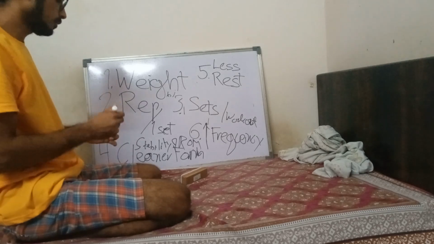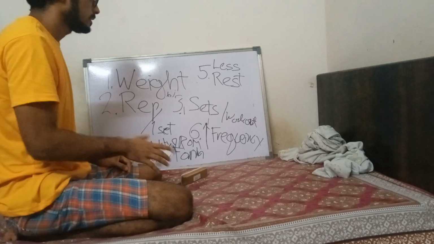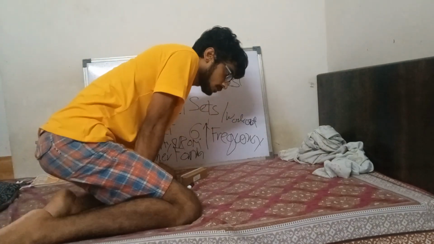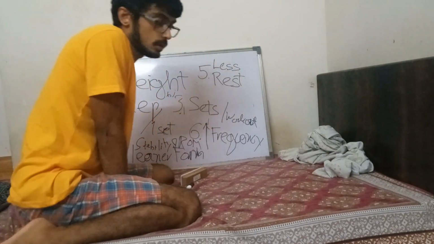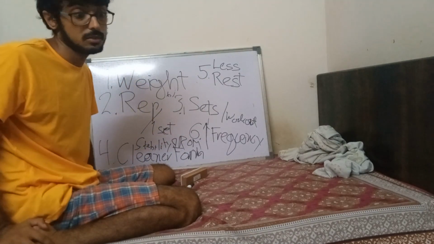Now the fifth most potent form of progressive overload is less rest. Think of it. 3 sets of 10, 2 minutes rest in between. 3 sets of 10, 1.5 minutes rest. 1 minute rest, half a minute rest, no rest. What happens when it's 3 sets of 10 with no rest?